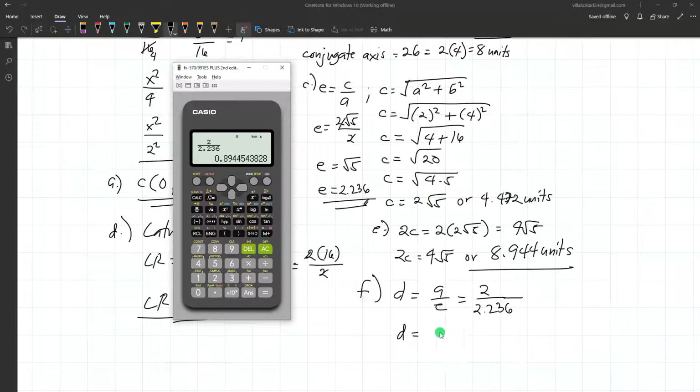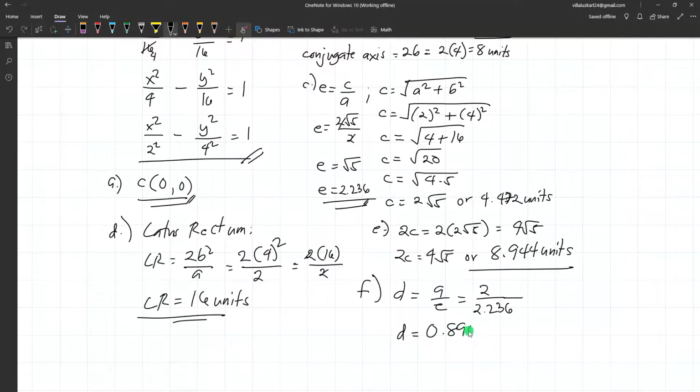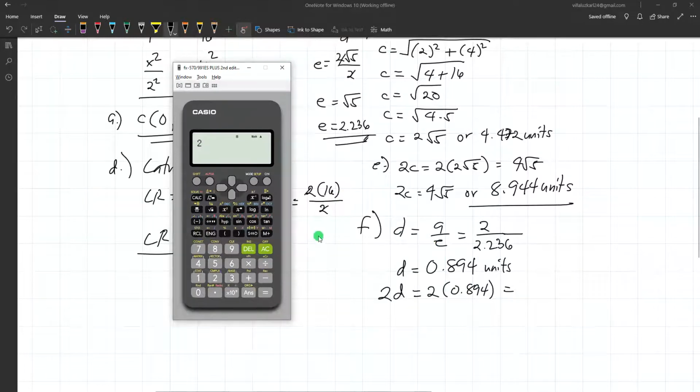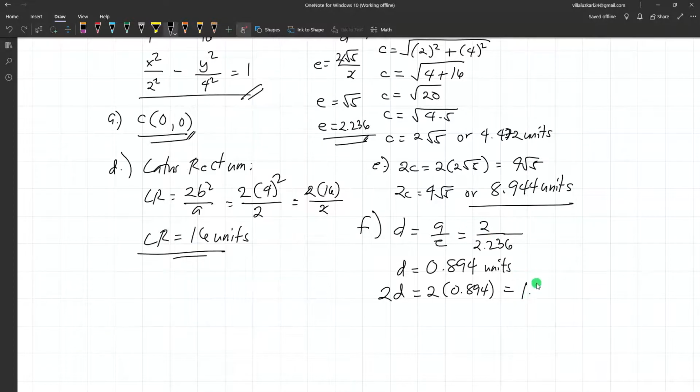0.894 units, or when we multiply it by 2, the distance between directrices is equal to 2 times 0.894, which is 1.788 units.